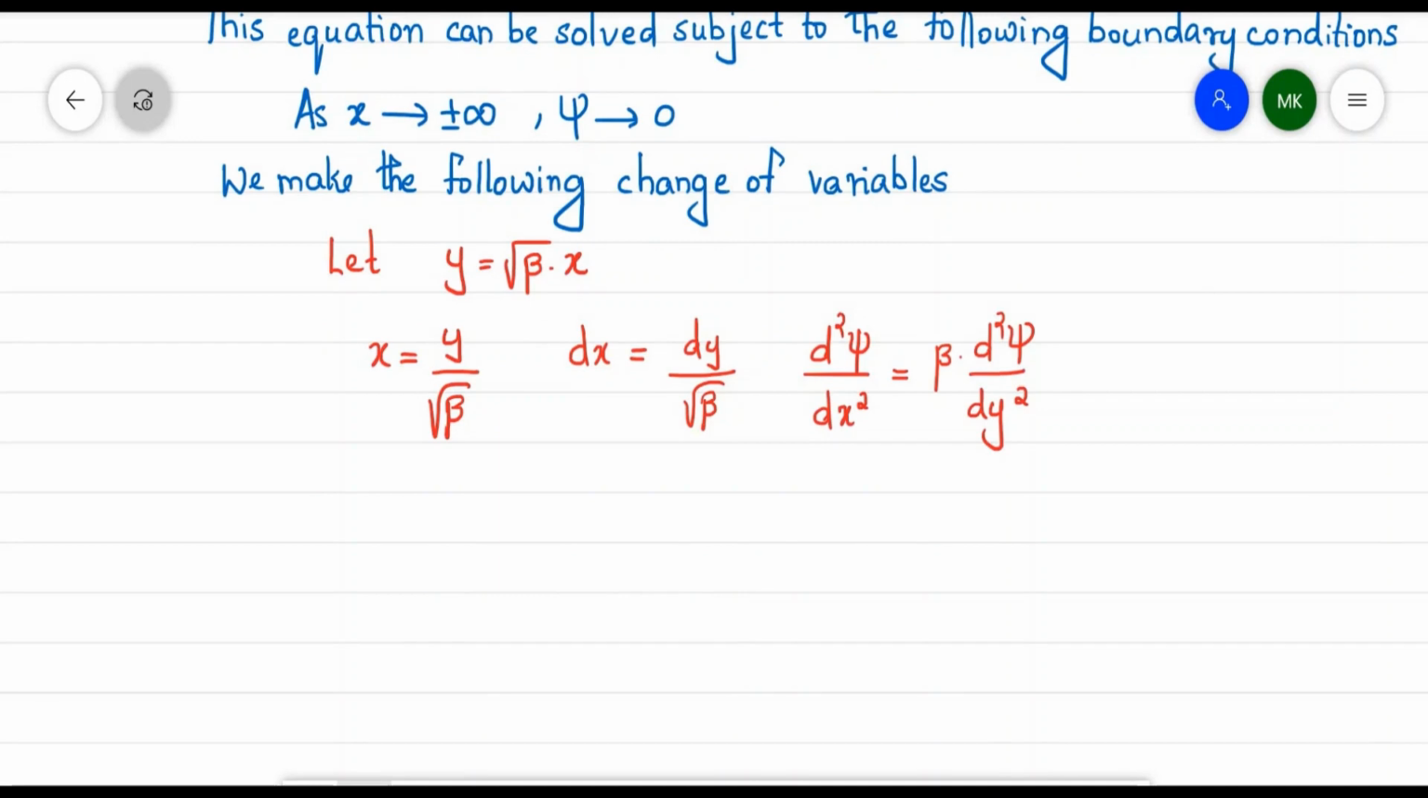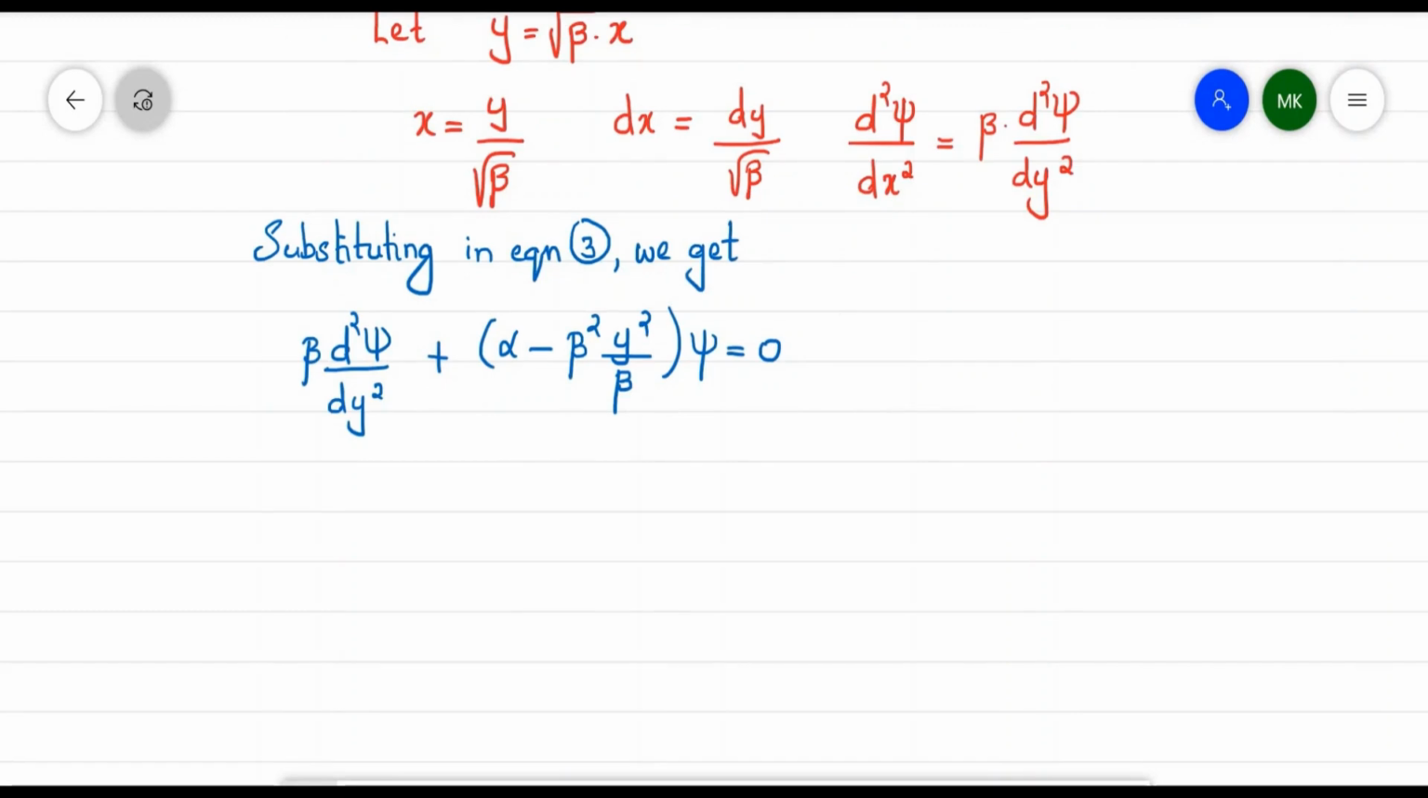Also, we can write d square xi by dx square will be equal to beta into d square xi by dy square. So substituting these values in equation 3, we get beta into d square xi by dy square plus alpha minus beta square into, instead of x square, we write y square by beta into xi equals 0. That is, we can also write d square xi by dy square plus alpha by beta minus y square into xi equals 0.